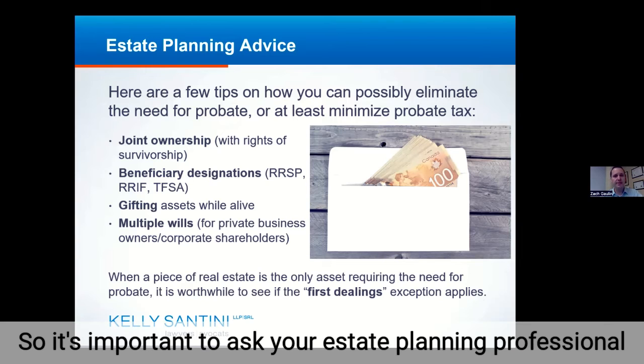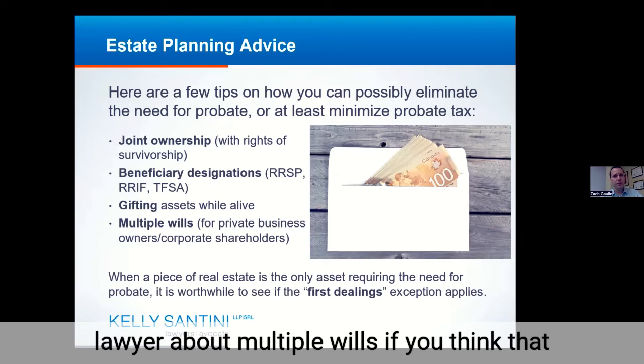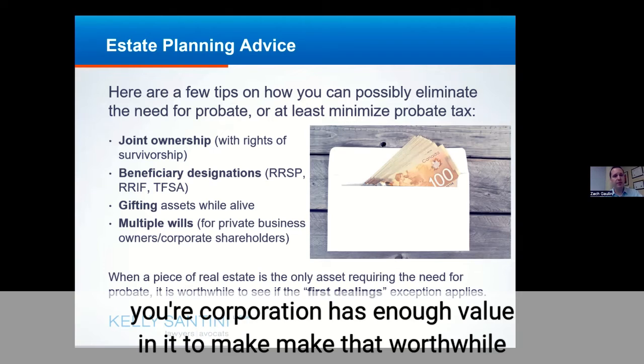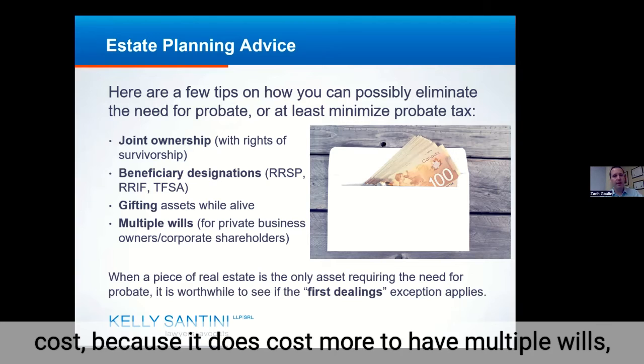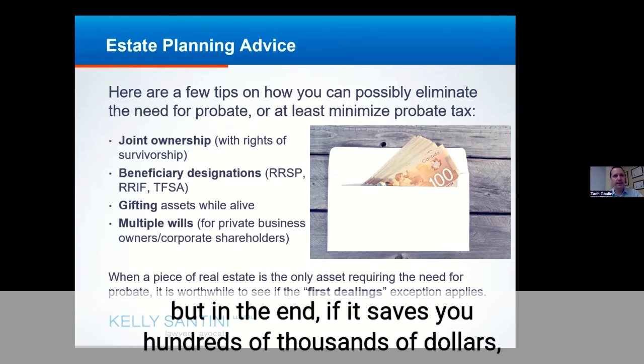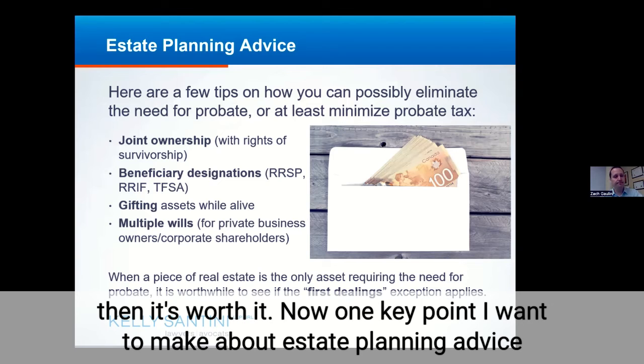So it's important to ask your estate planning professional, your lawyer, about multiple wills if you think that your corporation has enough value in it to make that a worthwhile, I guess, cost, because it does cost more to have multiple wills, but in the end, if it saves you hundreds of thousands of dollars, then it's worth it.